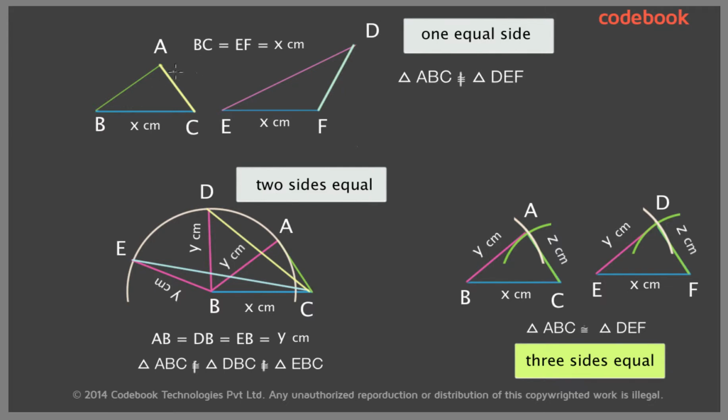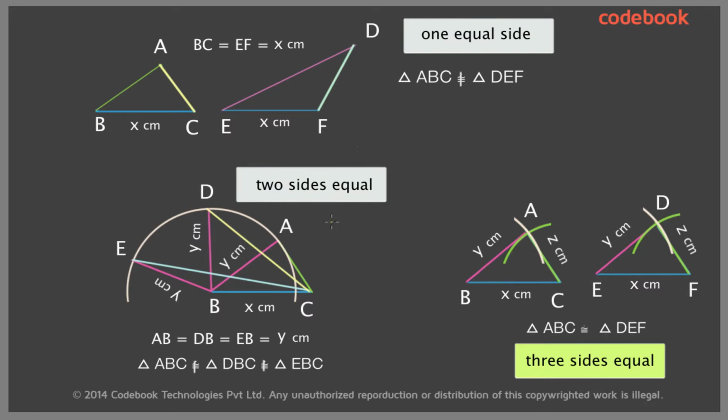Let's see. So in this case, the triangles ABC and DEF, we have two sides BC and EF, the corresponding sides of two triangles, which are equal and they are x centimeters in length. So with this information, I can draw different types of triangles as you see here. So AB is not equal to DE and AC is not equal to DF as you observe. And if I try to move triangle 1 or rotate it or flip it and try to overlap it on the second triangle, they will never overlap exactly. So knowing one equal side is not enough to say if two triangles are congruent.